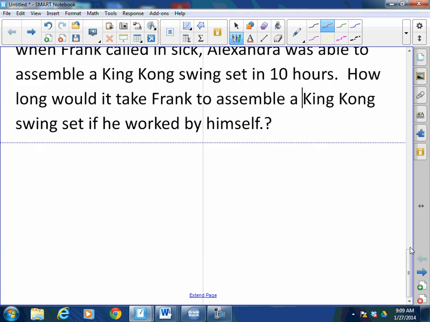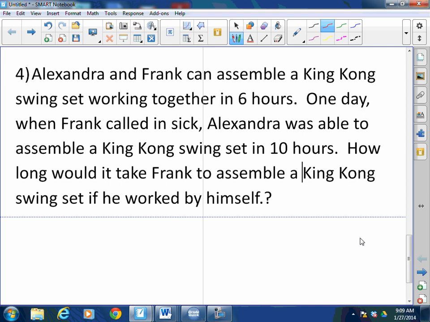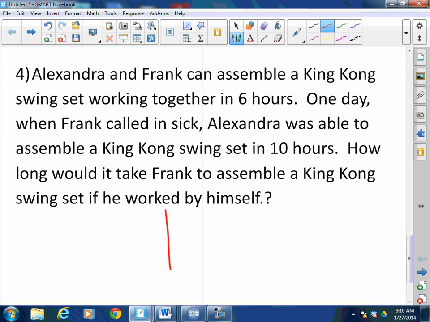Alessandra and Frank can assemble a King Kong set working together in 6 hours. So this time it's a little bit different. This time they give you the time. Rate times time equals work done.